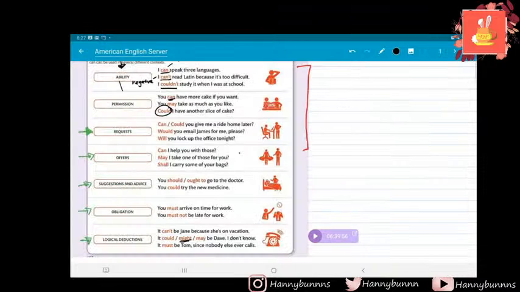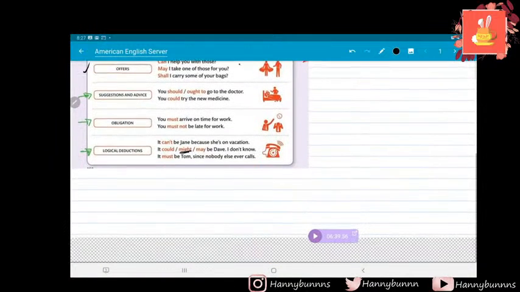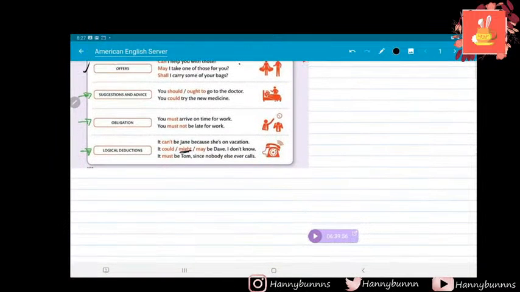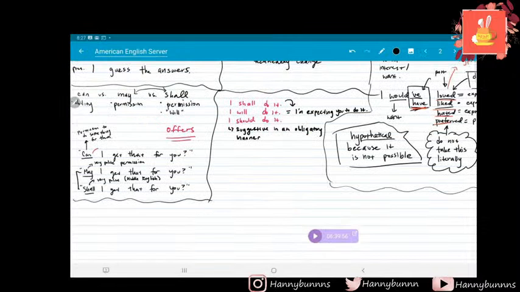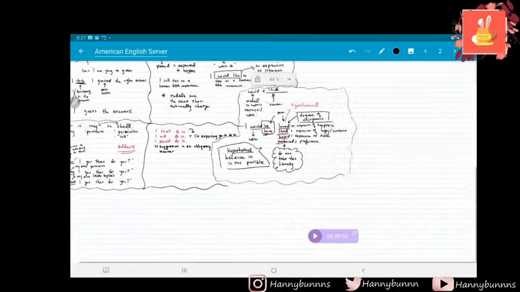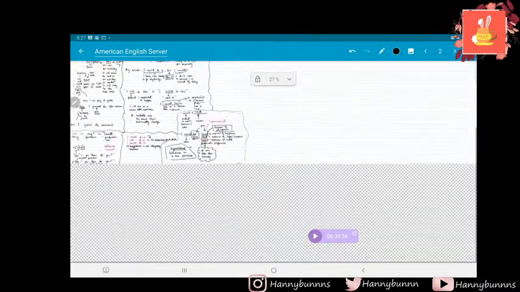Now we're going to go back and look at our next one. We've done this one already. I should probably erase that. So this one's done. Now we're looking at suggestions and advices. This is your should, ought to, and could. This one's kind of weird to me. Let me go ahead and make another page for this because this is a very long page already.